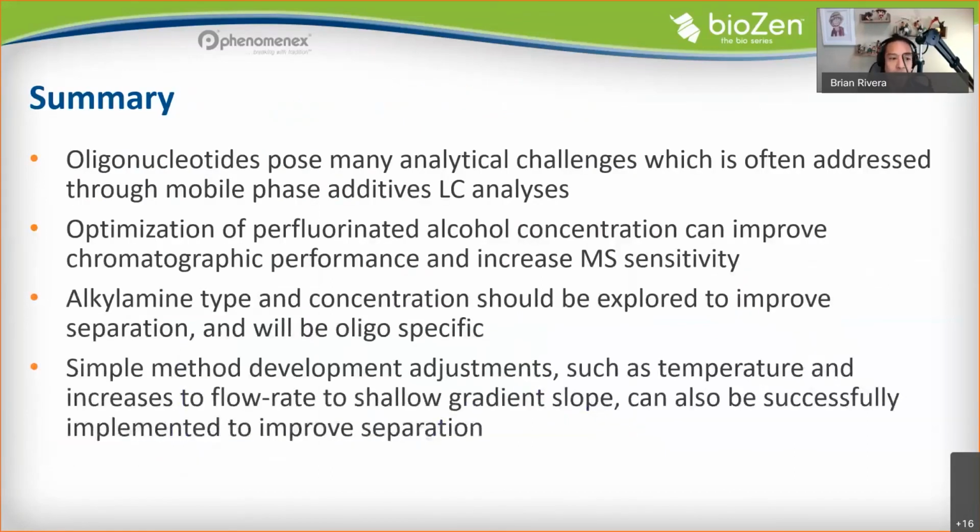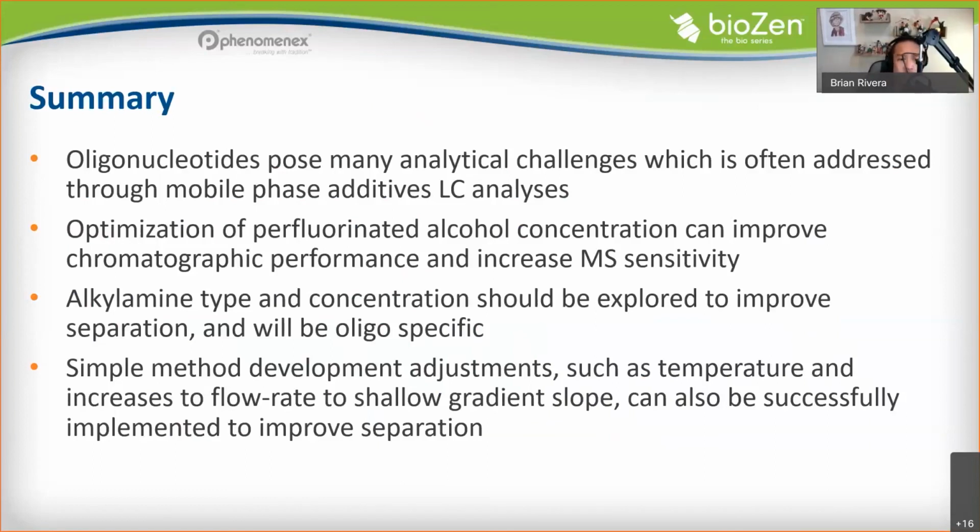I was trying to pick up some time here. As a summary, oligos pose many analytical challenges, often addressed through mobile phase additives for LC analysis. Modulating things like the type of alkylamine you're using, as well as the concentration of perfluorinated alcohol, can improve chromatographic performance as well as increase mass spec sensitivity. Each one of these should be explored. And it's going to be oligo specific, especially if you are dealing with a duplex oligo, which is going to take a different approach chromatographically than a single-stranded modality.